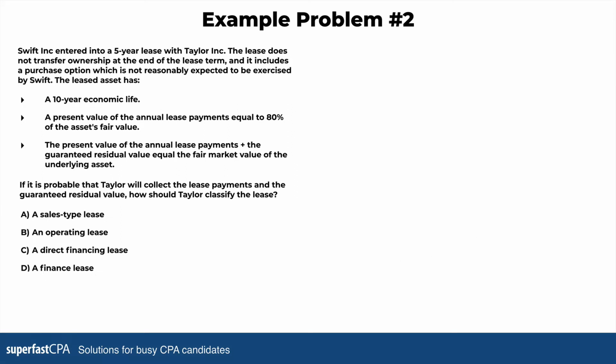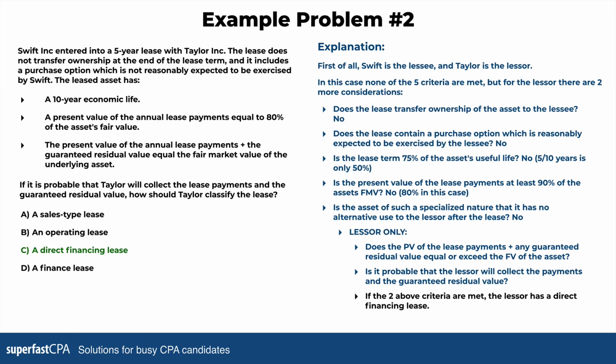So the answer is a direct financing lease. The explanation. Again, Swift is the lessee, Taylor is the lessor. In this case, none of the 5 criteria are met. But for the lessor, there are 2 more considerations that you have to look at before you just classify this as an operating lease. So the original 5, those don't apply.